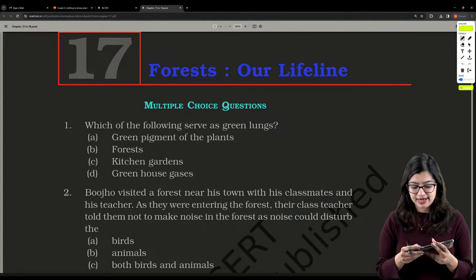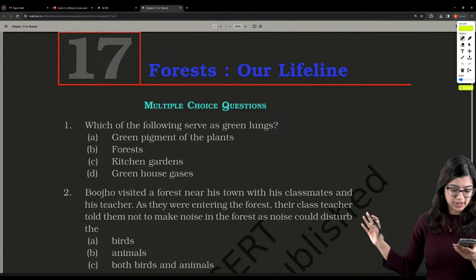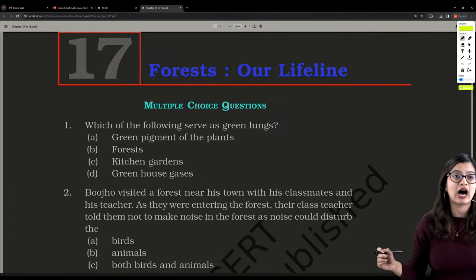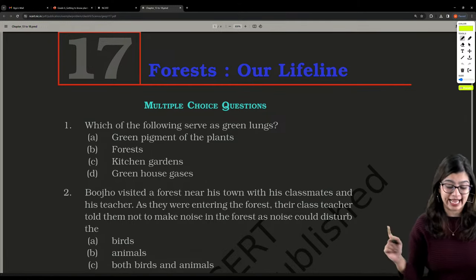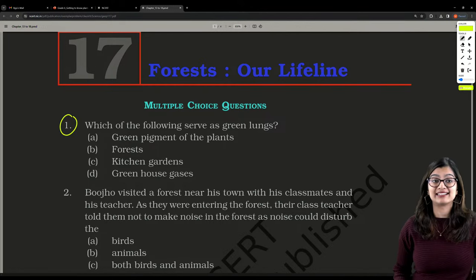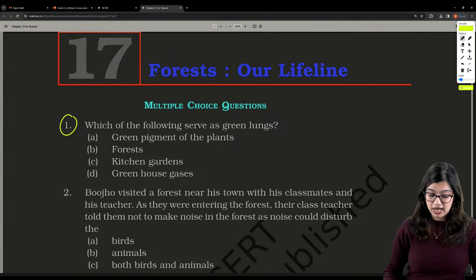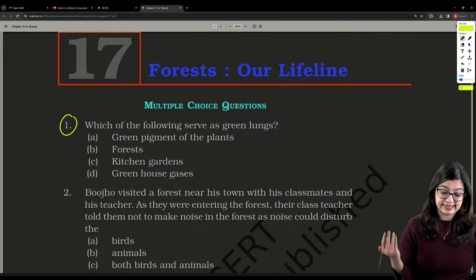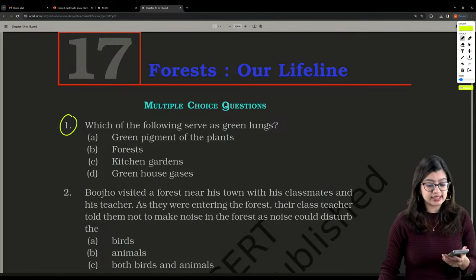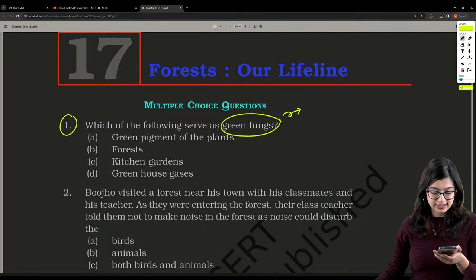So question number one is on our screen now. It's okay if chapter 17 is not coming for you, you can still give me the answer. Question number one here is, which of the following serves as the green lungs? Is it the green pigment of the plant, the forest, the kitchen garden or the greenhouse gases? Which is considered to be the green lungs? Can you tell me the answer?